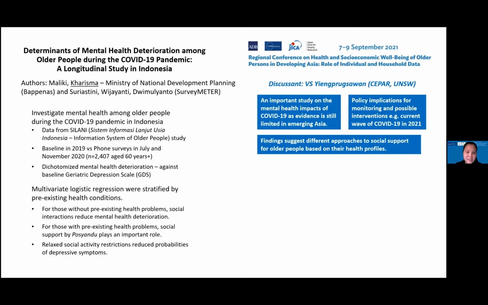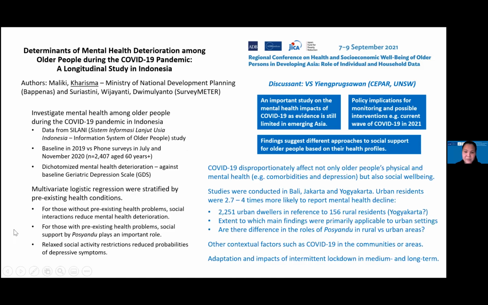And we are looking at the comparison at 3 time points: baseline 2019, and also the phone surveys in July and in November for 2,400 people aged 60 years and older. So you use a logistic regression to look at the changes in the dichotomized mental health deterioration based on the geriatric depression scale. I just summarized the key points that you stratify the analysis by pre-existing health conditions. So those without pre-existing health problems, social interactions reduce mental health deterioration. But for those that have pre-existing health conditions, social support by Posyandu plays an important role. And the conclusion is that relaxing the social activity restriction reduces the probability of depressive symptoms.